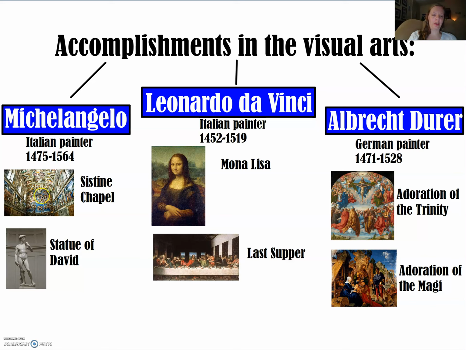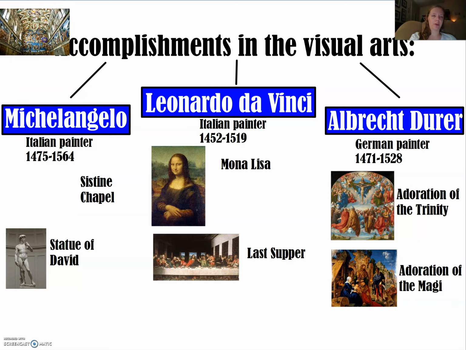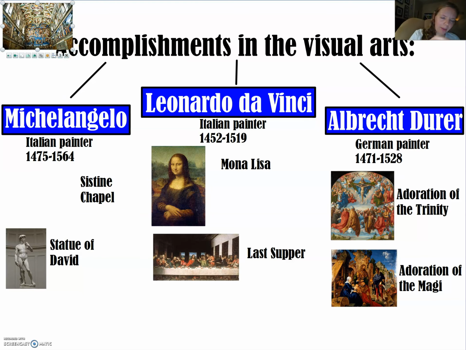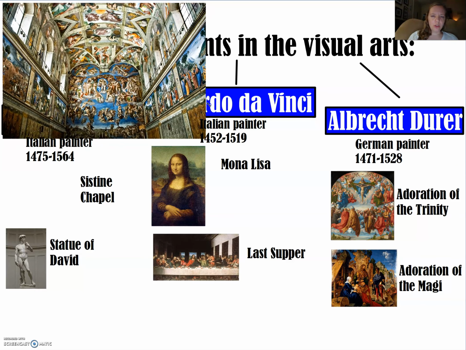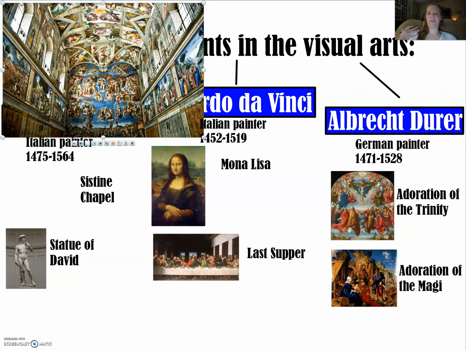So for Michelangelo, we need 2 different works. The first is the Sistine Chapel. So he's commissioned by the Catholic Church to paint biblical scenes in the Sistine Chapel. And as you can see, they're very big.